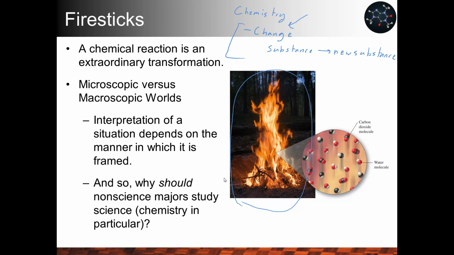But the other is just that it's kind of a fascinating thing that we can actually understand these transformations, which on the surface you kind of take for granted that sticks will turn into gas if you light them on fire. But there's so much more to it than that. And so it's kind of just a fascinating science all on its own. At least that's what I'm going to try and convince you of over the course of the semester.